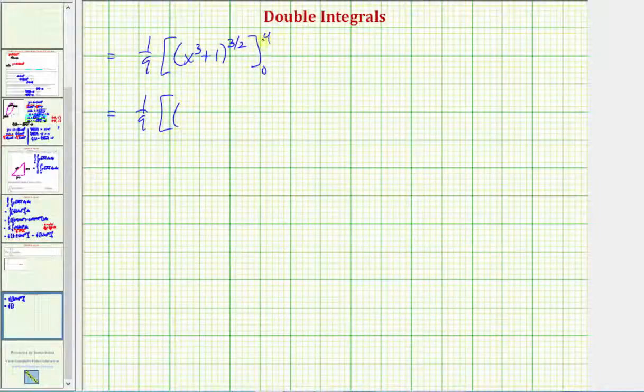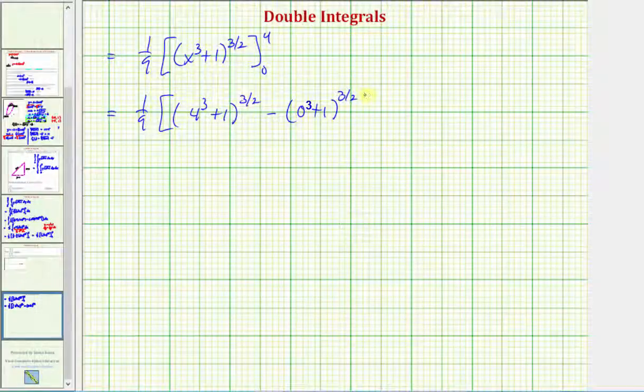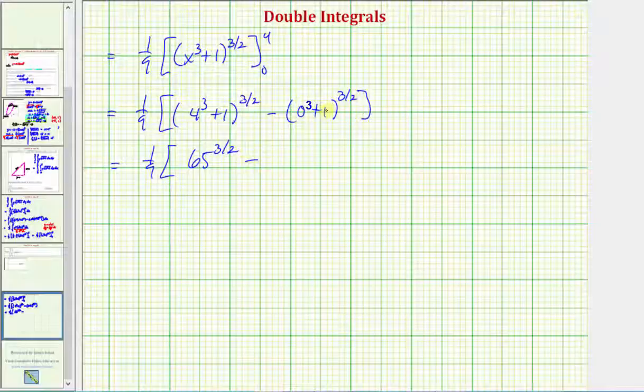So when x is 4, we'd have 4 cubed plus 1 to the 3/2 minus, when x is 0, we'd have 0 cubed plus 1 to the 3/2. So we'd have 1/9 times, here we're going to have 4 to the third is 64, 64 plus 1 is 65, so we have 65 to the 3/2 minus, this would be 1 to the 3/2, which is just equal to 1. So this would be the exact value.